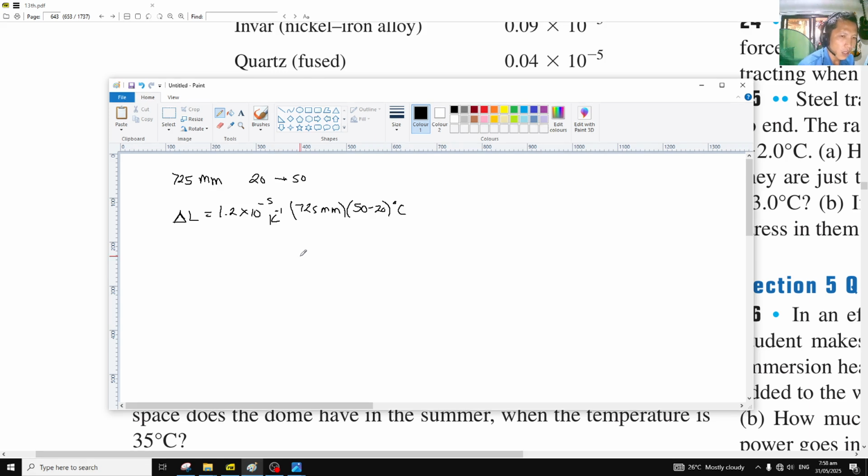So that would give us 0.261 millimeter. So actually, that's the answer. But if you consider the new diameter, that would be 725 plus 0.261, so it changes to 725.3. Anyway, not significant, but it is significant since the difference is about a millimeter.